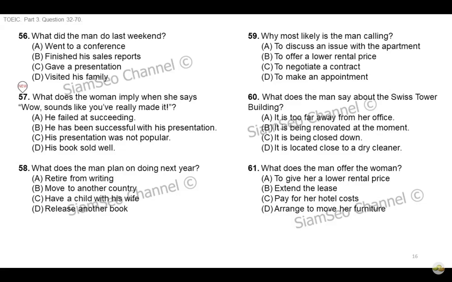Number 59. Why most likely is the man calling? Number 60. What does the man say about the Swiss Tower building? Number 61. What does the man offer the woman?